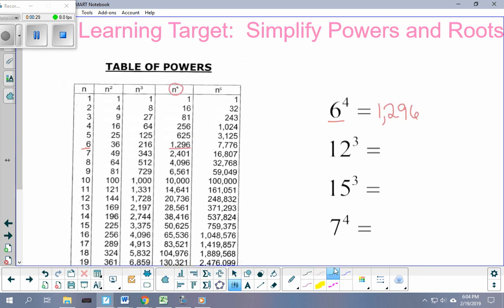Next we'll do 12 to the 3rd. 12 is the base, and we want to go over to the 3rd power, which would be 1,728. And we'll do one more, 15 to the 3rd. 15 to the 3rd power would be 3,375.